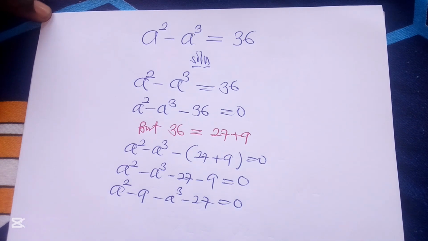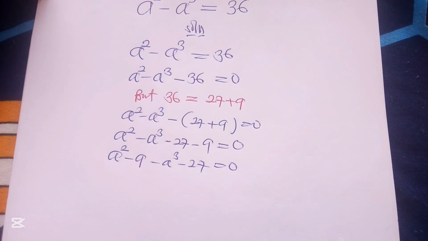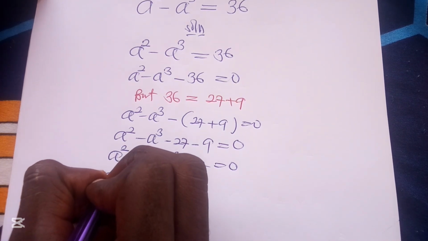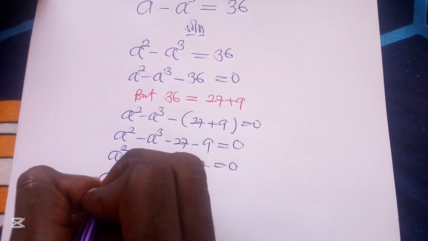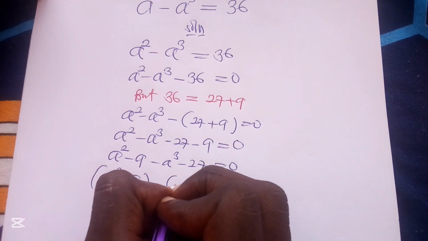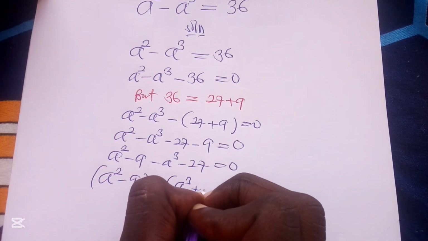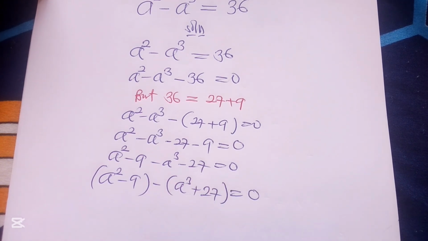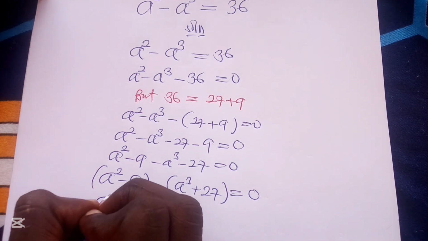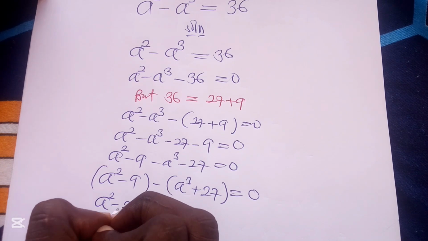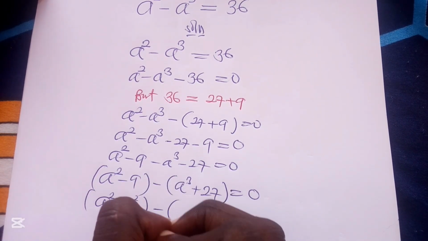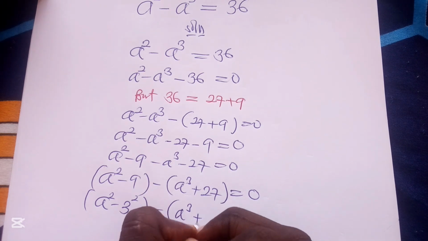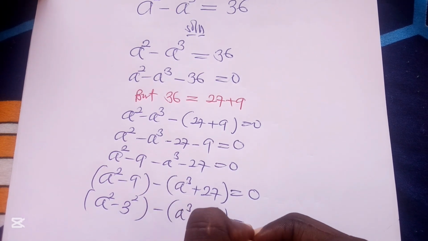Grouping this one, grouping this, we are going to have a raised to the power 2 minus 9, we group them, then minus into, we group this one also, a raised to the power 3 plus 27. Then everything becomes 0. From this point, what I used to do, we express this one in its index form, that is a raised to the power 2 minus 3 square minus a raised to the power 3 plus 3 raised to the power 3. Then everything becomes 0.